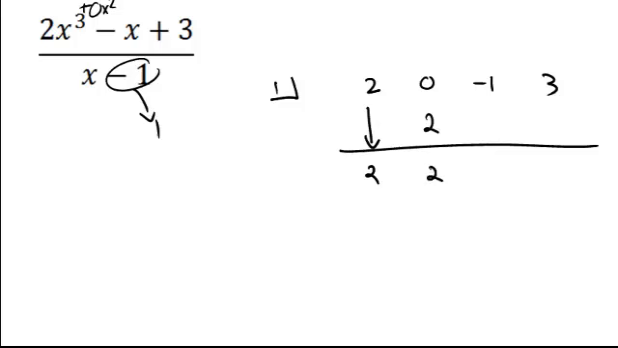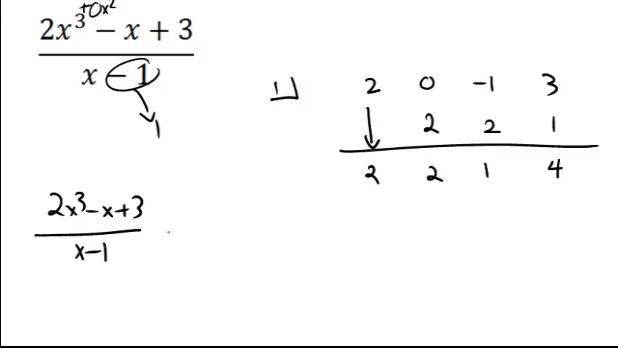Add. Negative 1 plus 2 is positive 1. 1 times 1 is 1. And then you get 3 plus 1, which is 4. So what we end up with here is 2x cubed minus x plus 3 divided by x minus 1 is equal to, it's always 1 degree less than that, so it'll be a quadratic, 2x squared plus 2x plus 1 plus 4 divided by x minus 1.